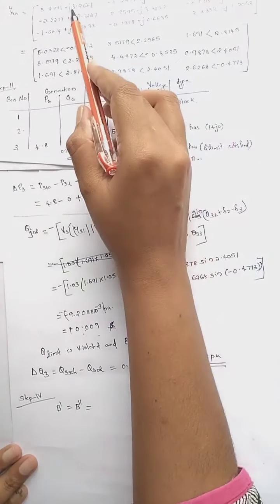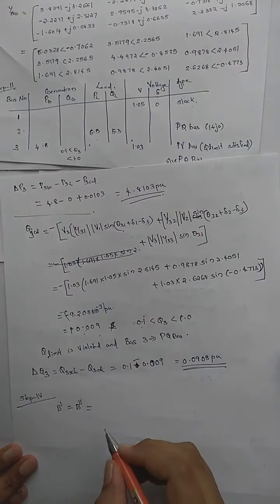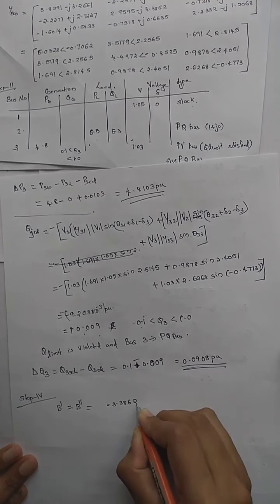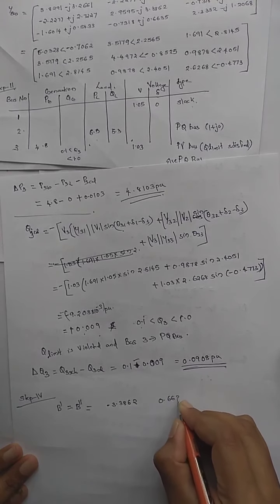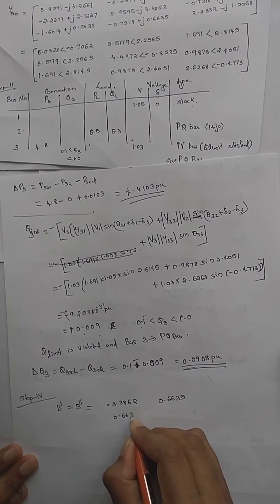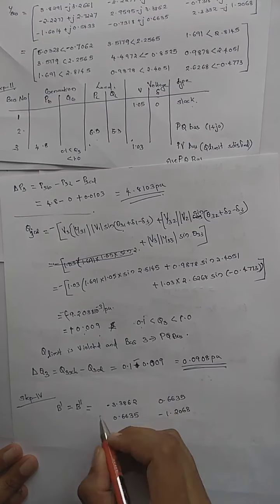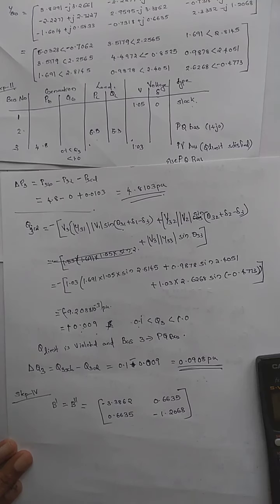So B dash is equal to B double dash. First I have to remove the first column and first row, so it will be minus 3.3862 and 0.6635, 0.6635 and minus 1.2068. So this is the matrix I got for my B dash.